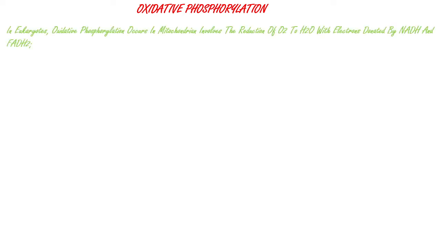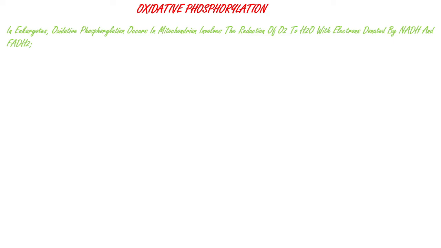If you look at the word oxidative phosphorylation, it is made up of two words, oxidative and phosphorylation. Oxidative means oxidation and phosphorylation means addition of a phosphate group to ADP, that is adenosine diphosphate, to form ATP, that is adenosine triphosphate.